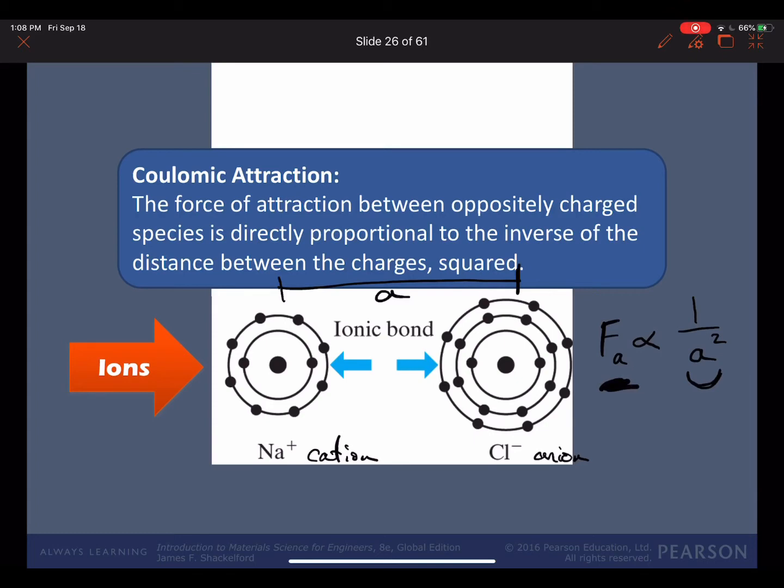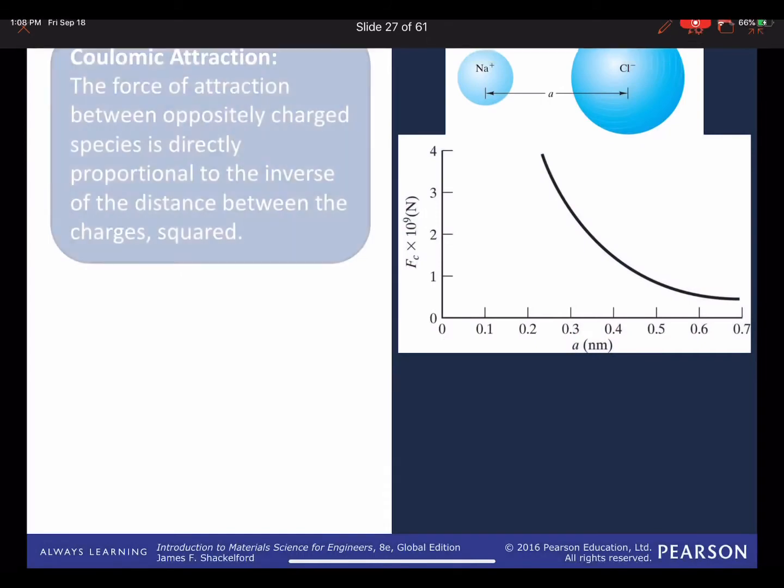Okay, so this graph is similar to a 1 over x squared graph, and so we expect a lot of characteristics like this. Okay, so we'll build off that in the next slide here.